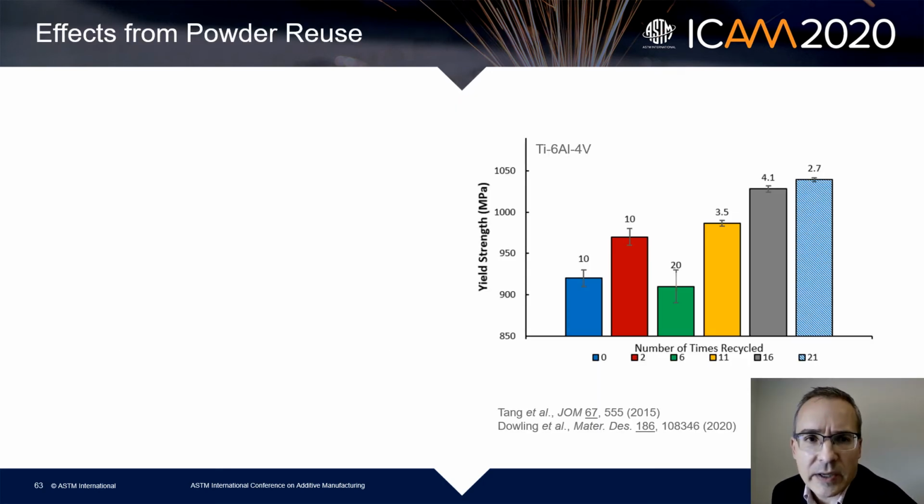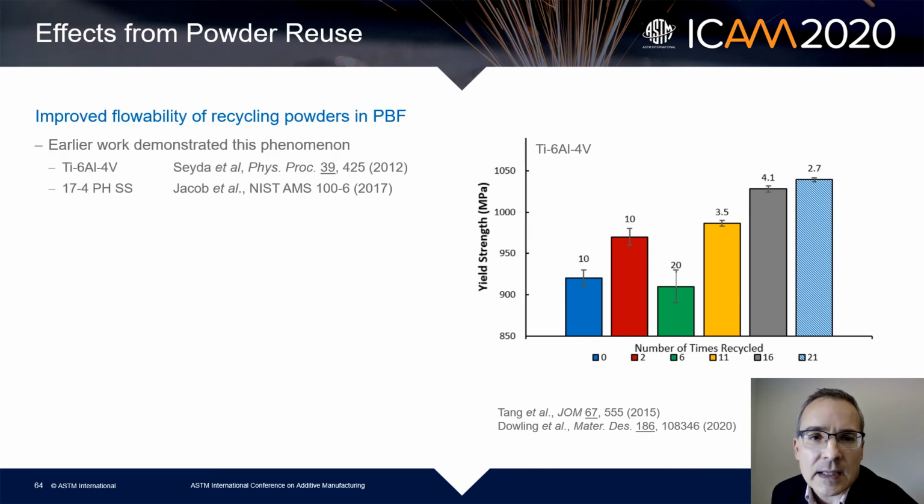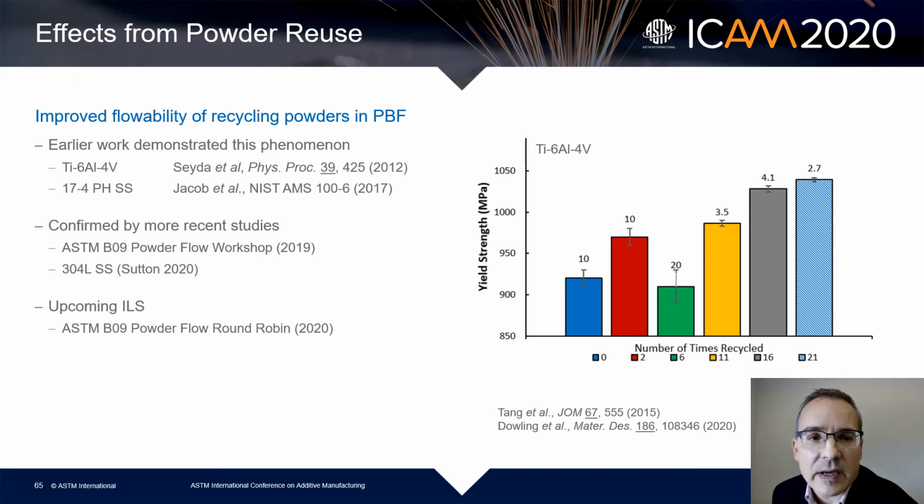Effects from product reuse. This goes back, a lot of people have seen this. This is an image here from some earlier papers on changes with improvements of mechanical strength of printed parts upon recycle. But in terms of powder flowability, that's been something that's been demonstrated earlier in titanium and various stainless powders and confirmed more recently. I'll talk about an ASTM B09 powder flow workshop and some other recent testing.